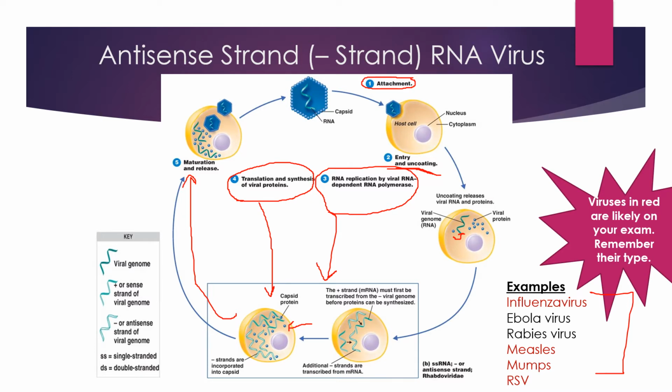This is the maturation step. After new virus particles have been made, it could be in the nucleus, could be in the cytoplasm, could be at the plasma membrane. There's a number of places where this happens. But once the virus has assembled, it will bud away from the cell. That's release, the final step of the life cycle.